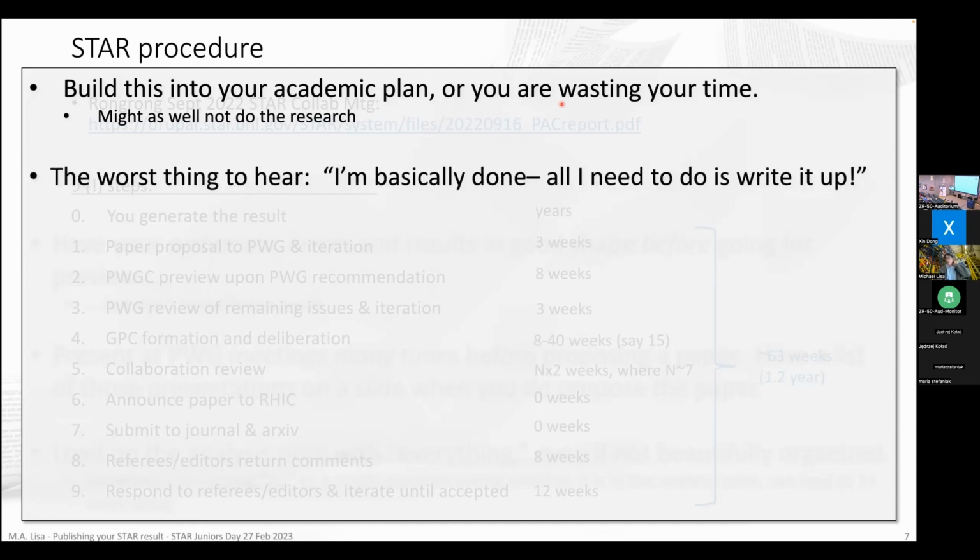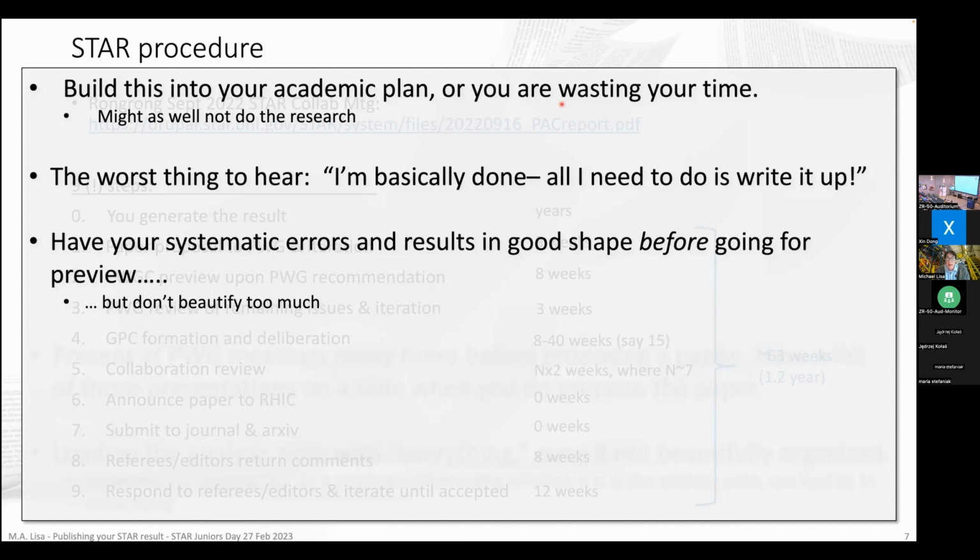Okay. The worst thing to hear, I must say, is I'm basically done. All I need to do is write up, because there you're looking at more than a year. And that's fine as long as one realizes this. But I sometimes think that that's not realized. And it kind of breaks my heart, because someone's done a hell of a lot of work, has a nice result, which then just founders.